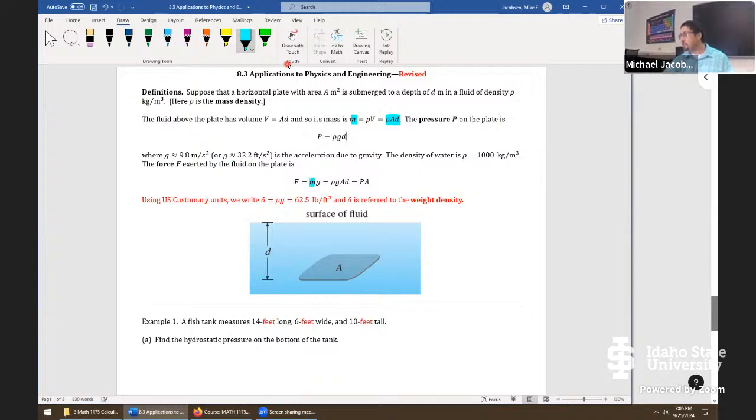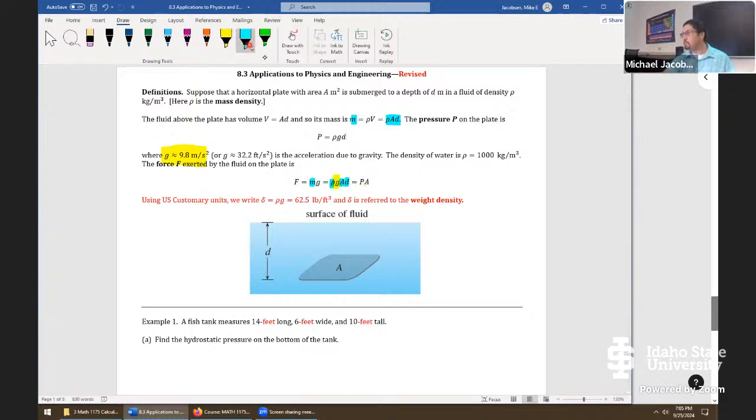So the mass right here turns into this, rho, area, and depth. We throw in g right here, that's the acceleration due to gravity once again. And this can now be conveyed as the pressure times area. That's kind of nice how the units work out, but it's kind of a slog to see that.